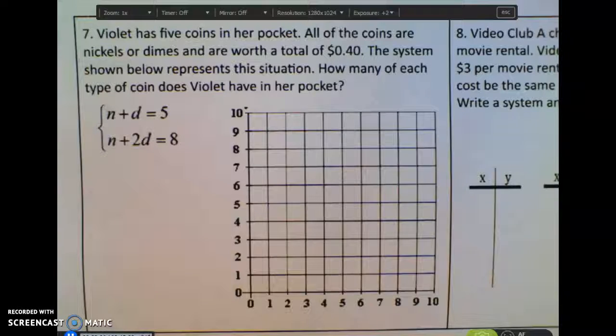Alright, number 7. Violet has 5 coins in her pocket. All of the coins are nickels or dimes and are worth a total of 40 cents. The system shown below represents this situation. How many of each type of coin does Violet have in her pocket?